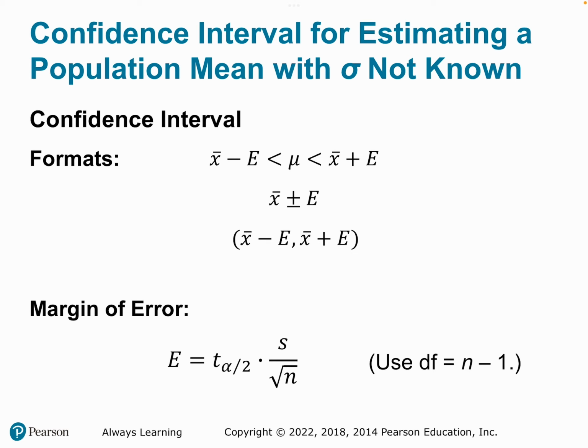The margin of error is calculated differently than what we saw in Section 7.1. It is still the product of a critical value and a sample error. The critical value is a new type of critical value called a t-value instead of a z-score. We'll talk a little bit more about these t critical values in future slides. The sample error is equal to the sample standard deviation divided by the square root of the sample size. We will also see the appearance of a new notation, df, which stands for degrees of freedom. Degrees of freedom is simply our sample size minus 1.